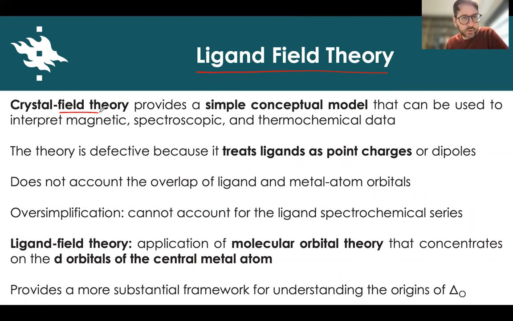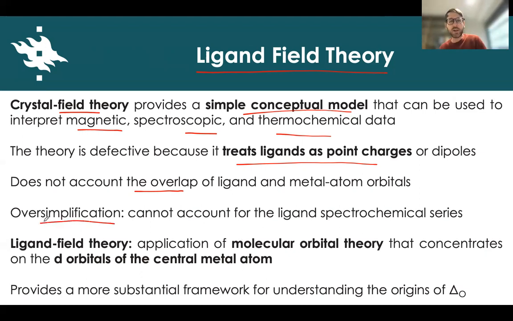The crystal field theory, as we saw, provides a simple model that can be used to interpret magnetic, spectroscopic, and thermochemical data. But this theory is an approximation and is not perfect because it treats the ligands as point charges around the metal atom and does not account for the overlap of ligand and metal atom orbitals. It is an oversimplification and cannot fully explain the variation or the positions of all the ligands in the spectrochemical series, for example.